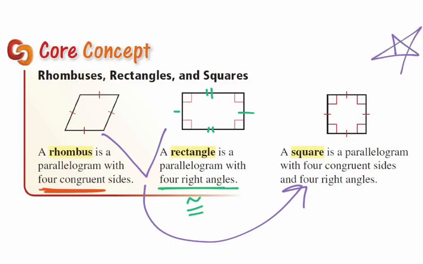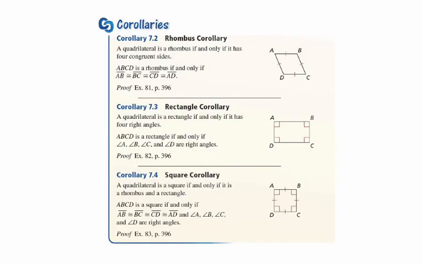These are our definitions. Now, these corollaries basically say the same exact thing. It's just saying it's a rhombus if and only if it has 4 congruent sides. It's a rectangle if and only if it has 4 right angles or 4 congruent angles. It's a square if and only if it's both of those things together, right? So those corollaries are really just the definition, but that's what we would use if we were going to write a proof.